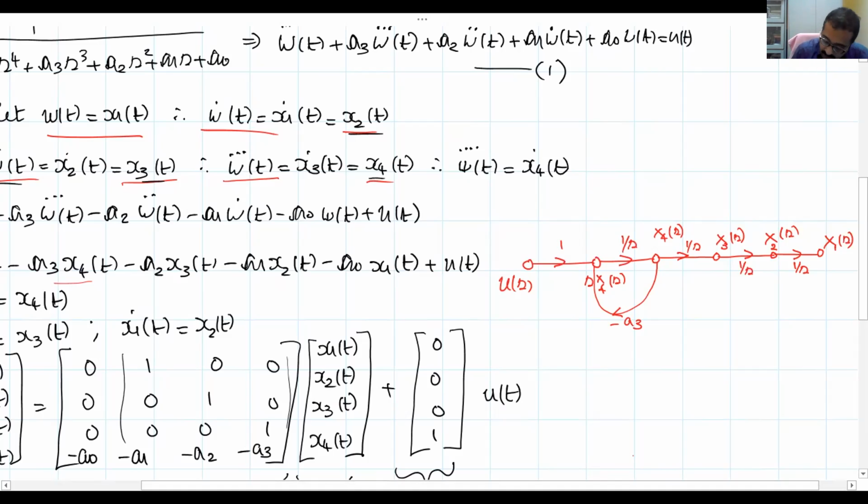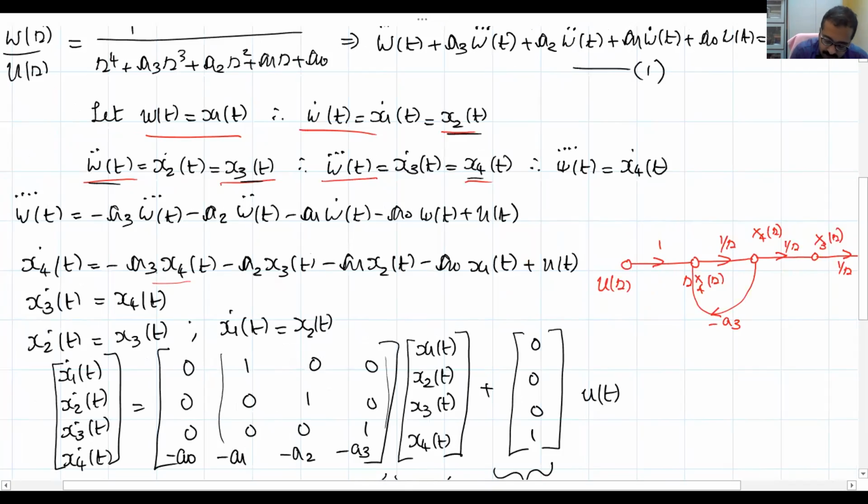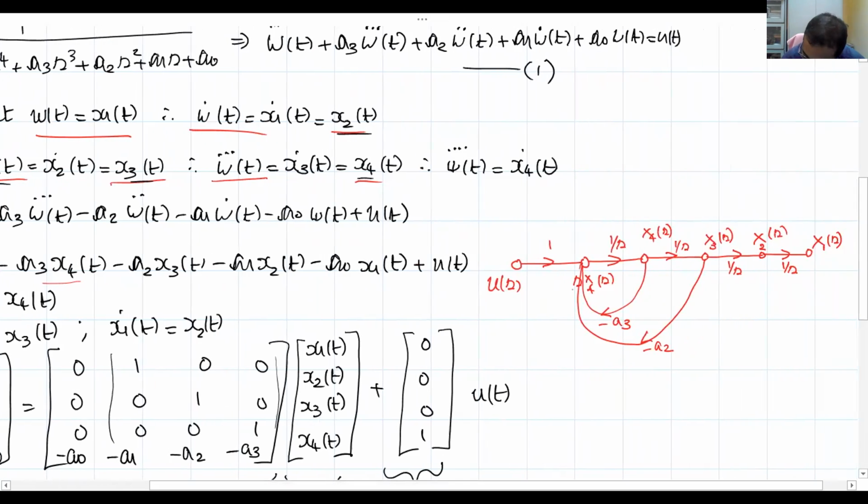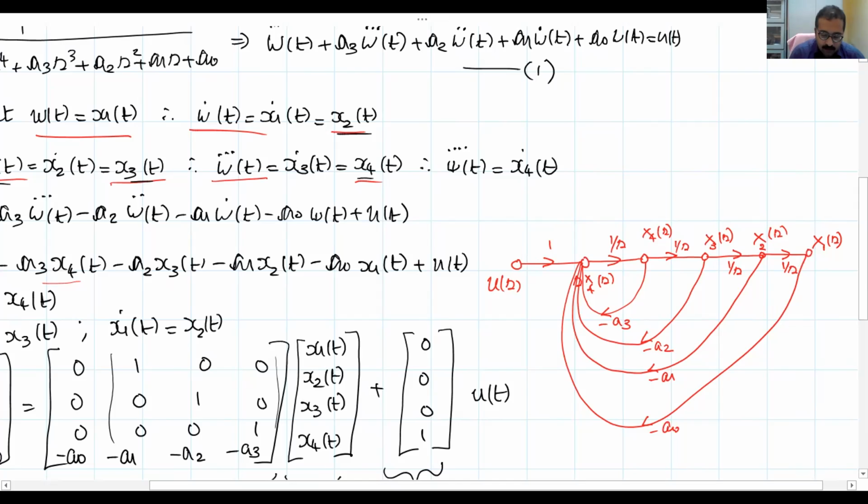So what is x4 dot? x4 dot must be minus A3 from x4, minus A2 from x3, minus A1 from x2, and minus A0 from x1. So this equation is satisfied. All these 4 equations are satisfied.